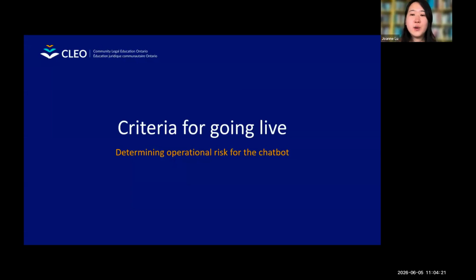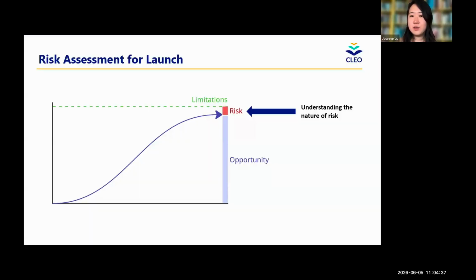So in terms of criteria for going live, we're currently working on defining operational risk for the chatbot because we have all these good results that indicate that this is a very useful tool and it's also doing better than what's currently out there. So in order to do the last step of evaluating what can take us over the finish line, we're thinking about risk assessment. If you think of this as a logarithmic graph, we have to understand that with AI, there will always be an inherent risk in the picture. So the idea here is to understand the nature of the risk so that we can define it and have awareness of the expectations going forward.